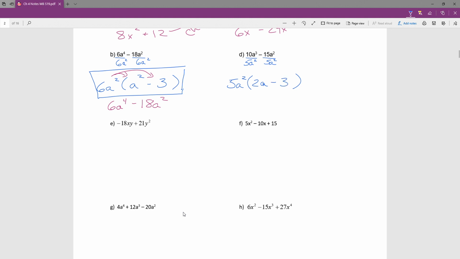And again, you could practice and distribute your greatest common factor to your binomial and make sure that you end up back at your original question. E, when I take a look at this one, I'm going to do this one just a little funky because I know where we're going. Anytime that I see a negative out the front here, I'm going to use that as my sign.